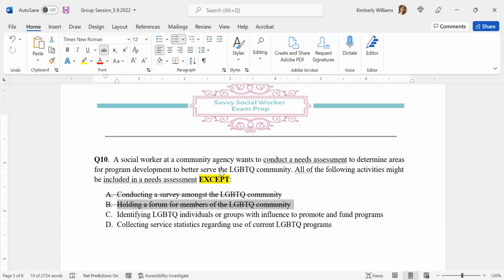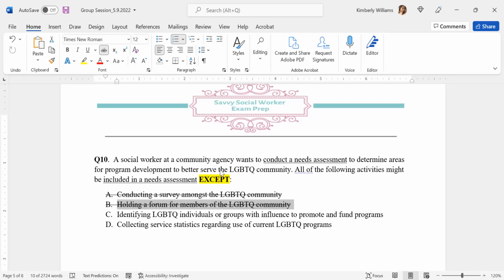So we're gonna scratch them out because we're trying to find the one that's not. We're trying to find the exception. Which one? D. D should not be in there. Okay, so we got it. So we're still stuck between C and D. I need somebody to give me some rationale. Which one we gonna go with? Which one is not in a needs assessment, y'all?